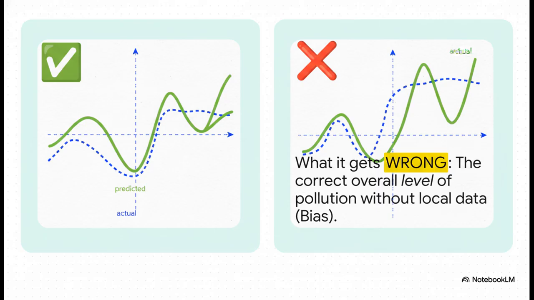Well, it comes down to a really key difference between two things, correlation and bias. Here's what the model gets right. It's amazing at spotting the pattern, the rhythm of pollution, the daily ups and downs. That's the correlation. But here's what it gets wrong. It struggles with the actual level of pollution. It doesn't know if high for this new city means a level of 50 or 150. It needs some local data to ground it. That error is the bias.